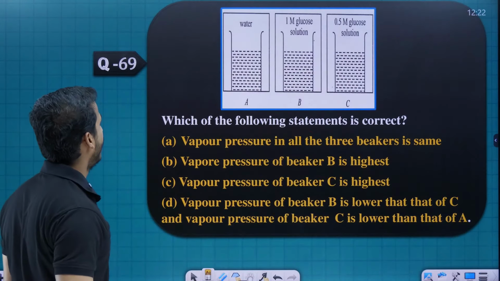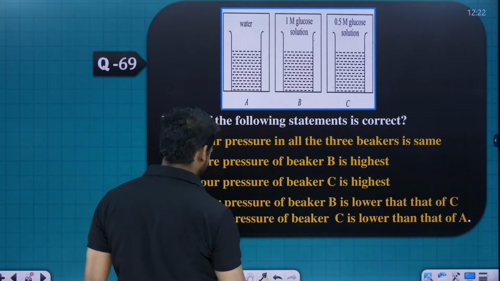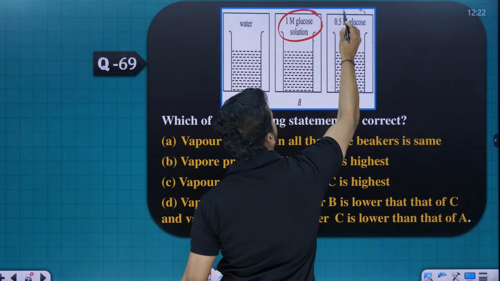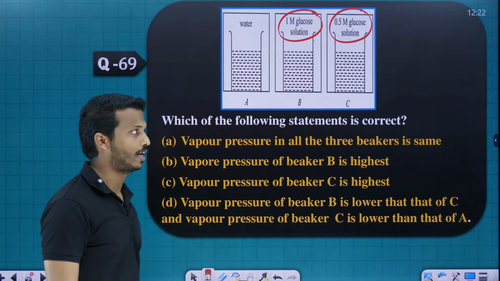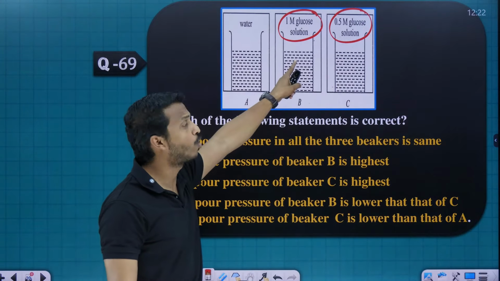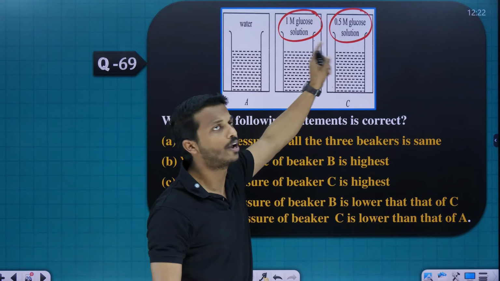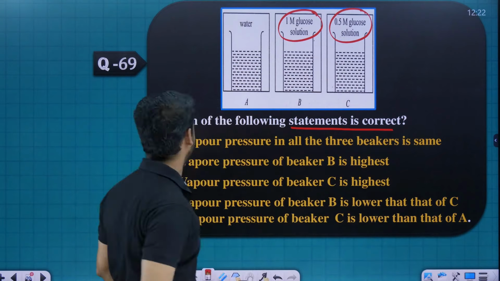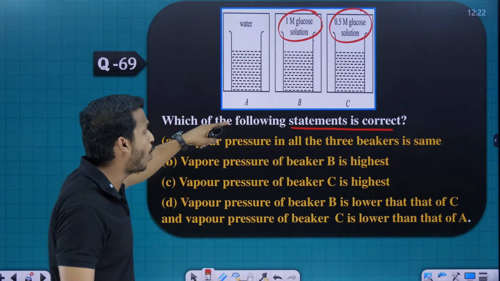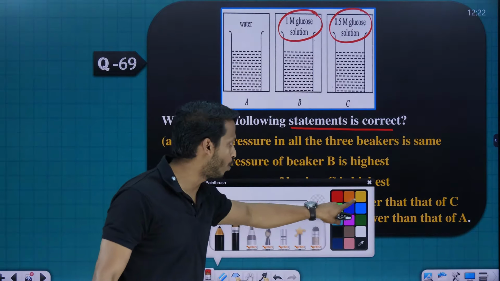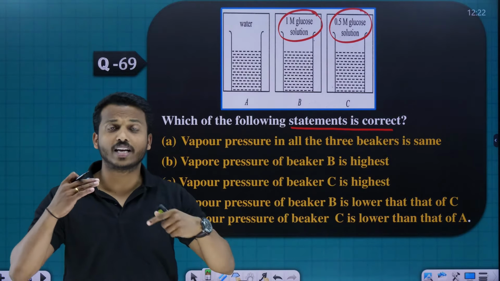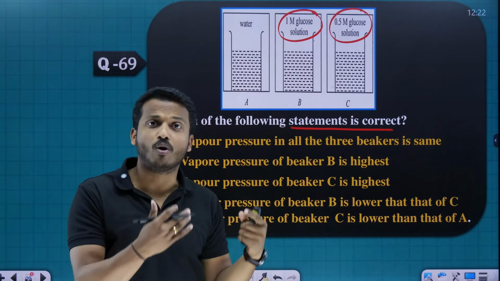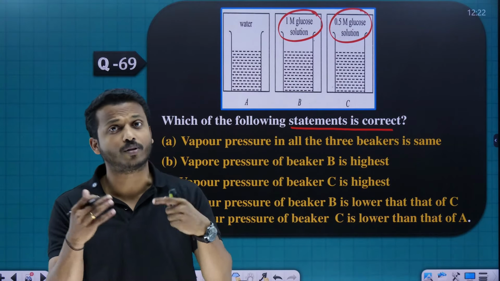Question number 69. They have given water here, and what else is given? Hope you can read it. This is 1 molar glucose solution. This is 0.5 molar glucose solution. Ready? This is normal water. Here more concentrated glucose is there. Here 0.5 concentration. Question: which of the following statements is correct? Vapor pressure in all 3 beakers is the same. No. Because as the number of particles increases, glucose is increasing. Some contain 1 molar, some 0.5 molar, some do not.